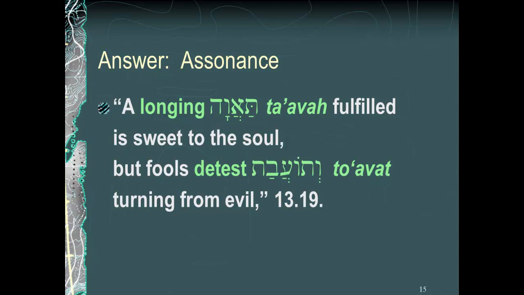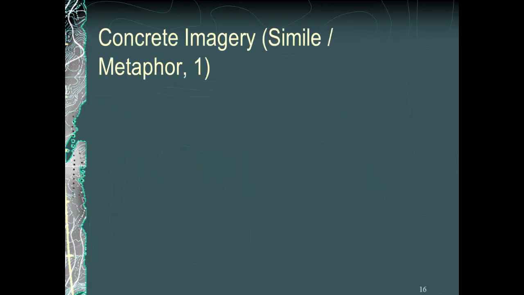Notice the sound of the words that are coded in green. A longing, and that is the Hebrew word ta'avah. A longing fulfilled is sweet to the soul, but fools detest, and this is pronounced to'avat, v'to'avat. Fools detest turning from evil. So it's entirely possible that the sage was connecting colon A with colon B based on the linkage of an assonantal sort.